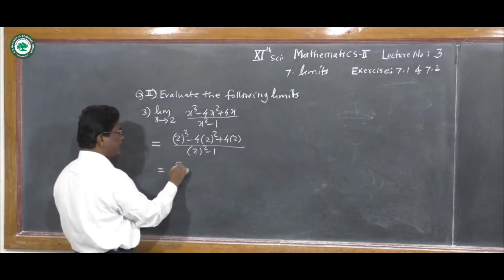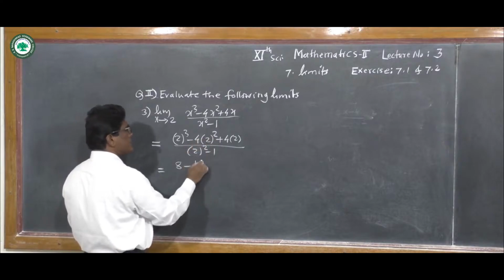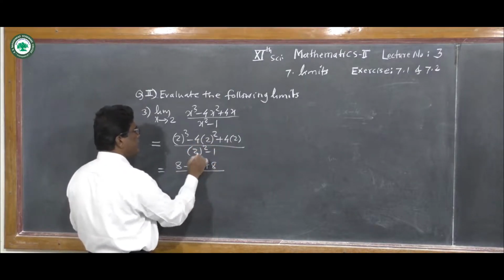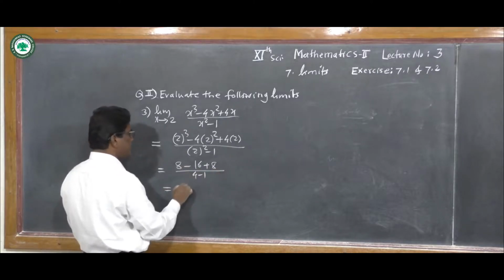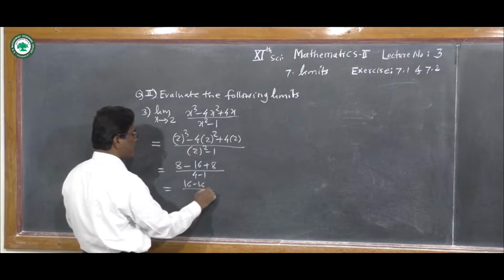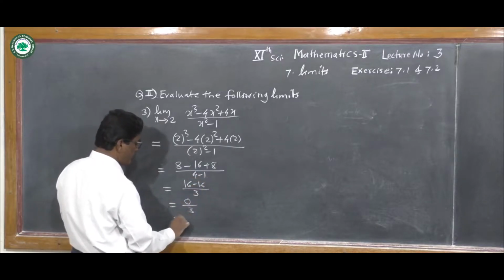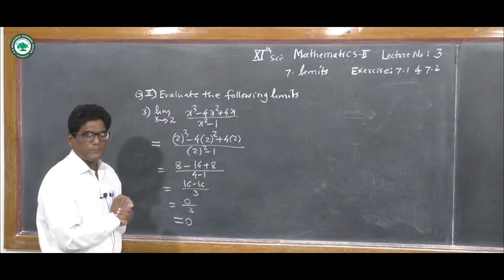2 cube is 8, minus 2 square is 4, 4 fours are 16, plus 4 into 2 is 8, divided by 2 square, that is 4, minus 1. Here 8 plus 8 is 16, minus 16, upon 4 minus 1, 3. So here it is 0 upon 3. 0 upon 3 means 0. Answer here is 0 for the third problem.